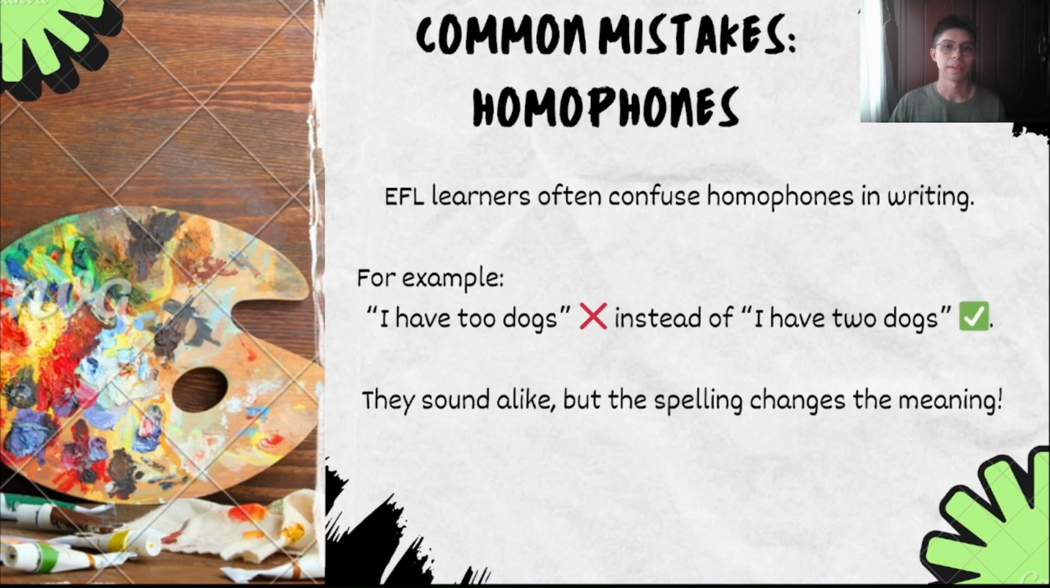And then we have common mistakes that we can make with homophones. A common mistake for English learners is mixing them up when we write. For example, sometimes we say, I have two dogs, instead of I have too dogs. It sounds identical, but the spelling totally changes the meaning.